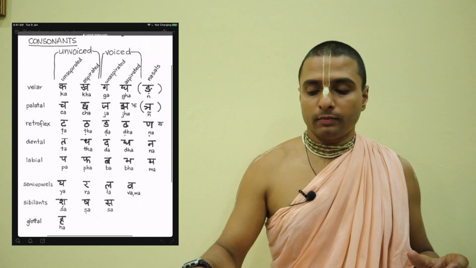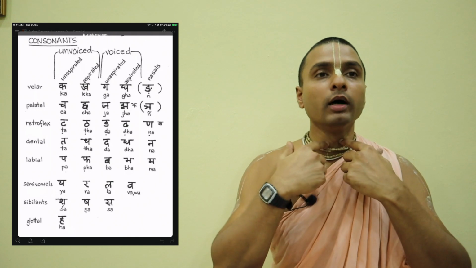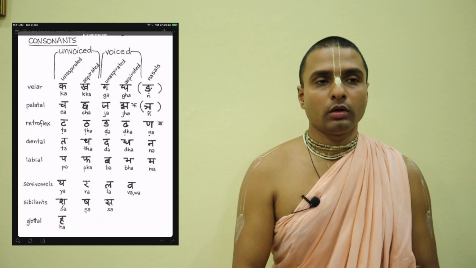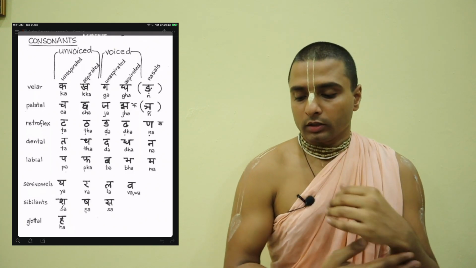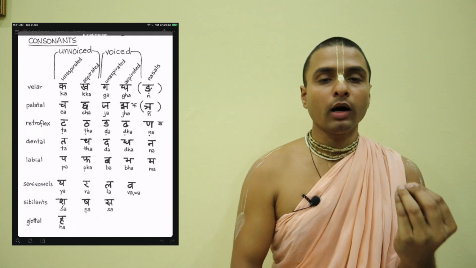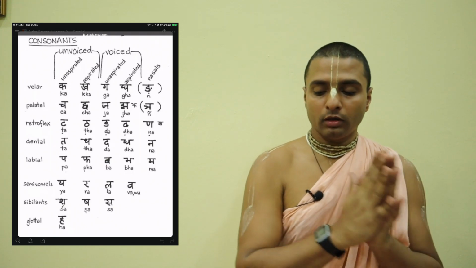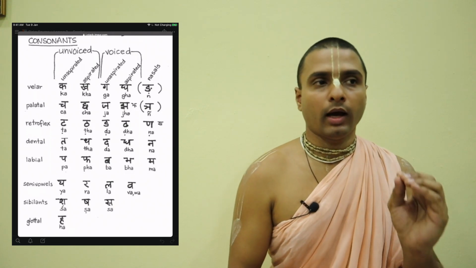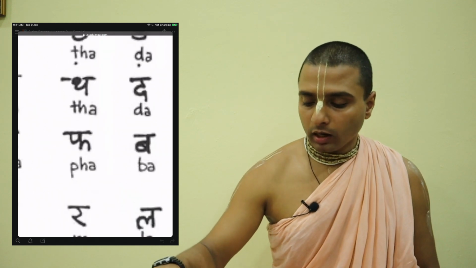So unvoiced is pa. Compare it with ba. Ba. Pa. Ba. Ba is deeper in the throat. That is voiced, or ghosha. This is aghosha. Unvoiced is aghosha, in Sanskrit. So ba, pa, ba, bha, bha. Same thing. So labial unvoiced, unaspirated, pa. Labial unvoiced, aspirated, pha.